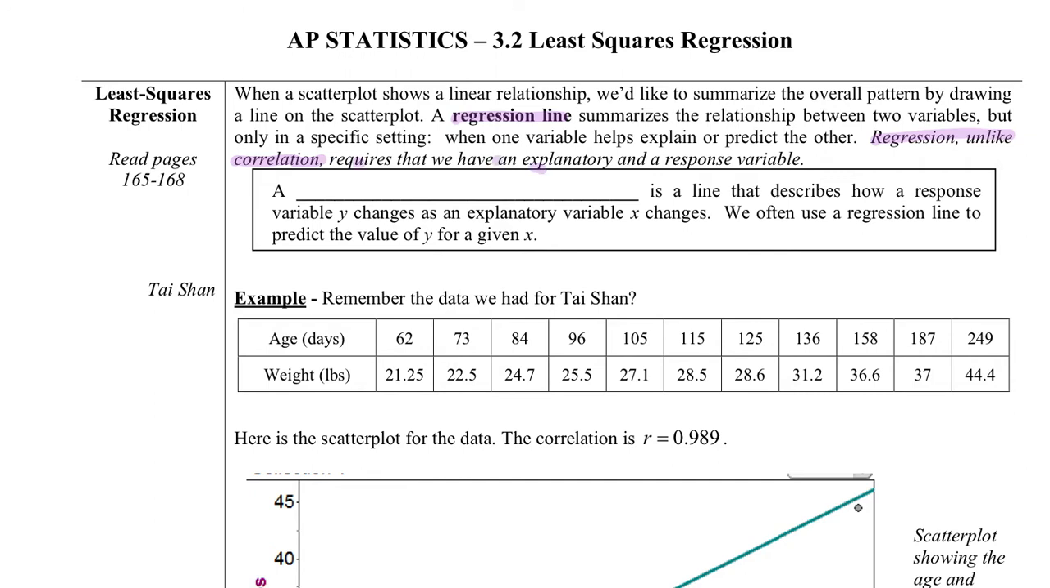It does require that we have an explanatory and a response variable, because we're going to get into linear relationships, and linear relationships require a slope. So our slope will be dependent on which our explanatory and response variables are. A regression line is a line that describes how a response variable y changes as an explanatory variable x changes. We often use a regression line to predict the value of y for a given x.